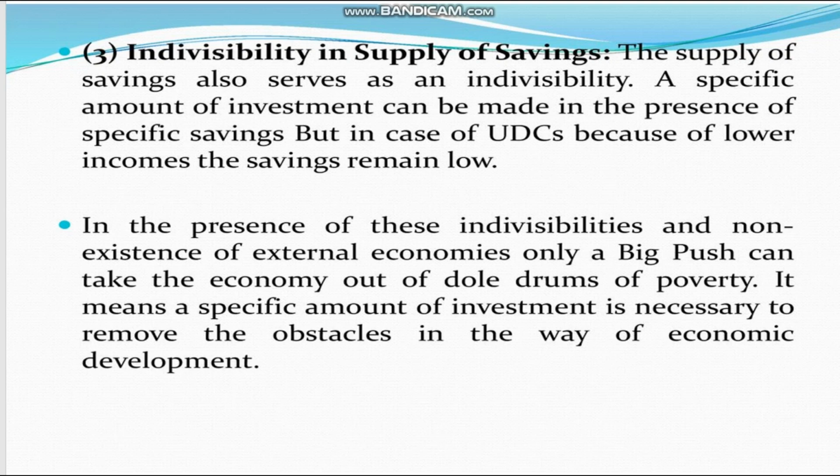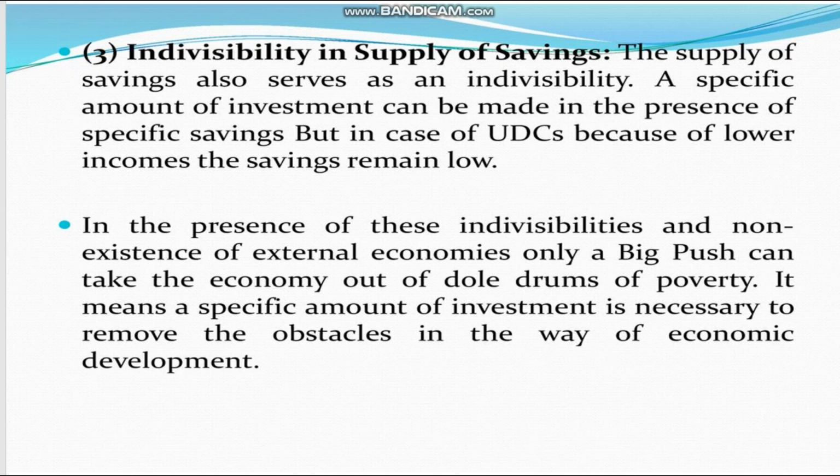तो इन इंडिविजिबिलिटीज और इन ऑब्स्टेकल्स की प्रेजेंस में एक्सटर्नल इकोनॉमीज नहीं होतीं, ओनली अ बिग पुश. इतनी ऑब्स्टेकल्स में एक्सटर्नल इकोनॉमीज एमर्ज नहीं होती. सो अनडेवलप्ड कंट्रीज में एक्सटर्नल इकोनॉमीज का होना मुश्किल है. सो एक बिग पुश ही एक ऐसा सॉल्यूशन है that can help the economy to come out of the doldrums of poverty, that can solve the vicious circle of poverty with a huge amount of investment to remove the obstacles in the way of economic development.